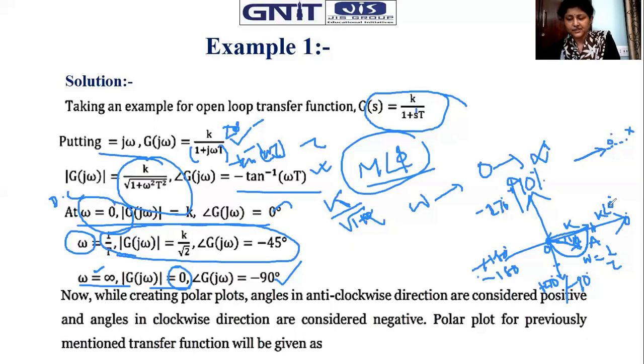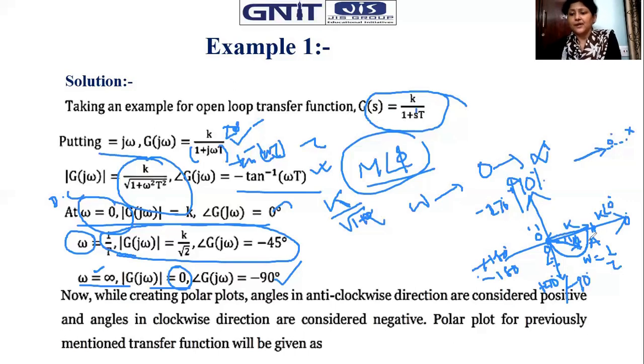So what you are getting here: K at 0 degrees, then it ends at 0 magnitude with the angle minus 90. See, it is touching minus 90. So with the angle minus 90, it is merging at the origin. That's why the vector length becomes 0. So in this way, you can represent the polar form of the transfer function of the system, or the response of the system that we have discussed.